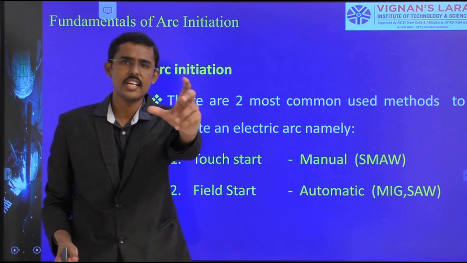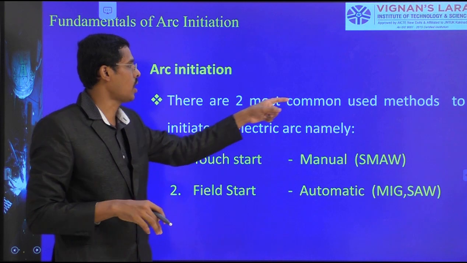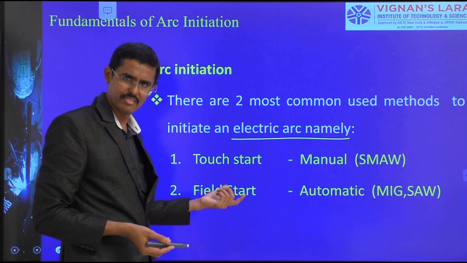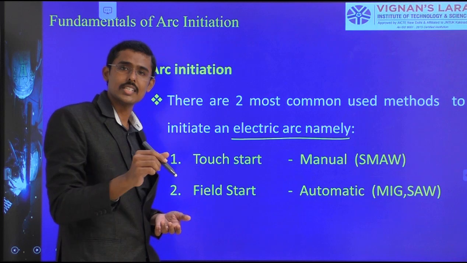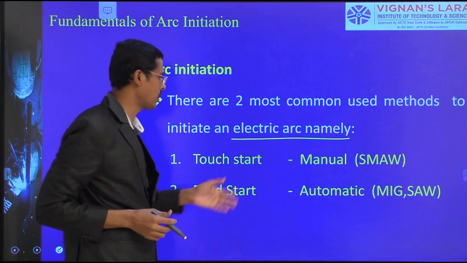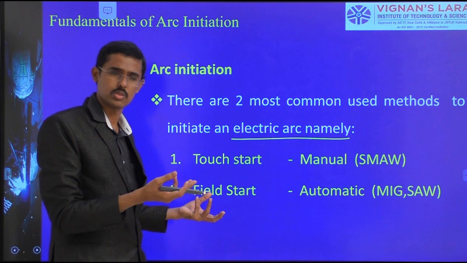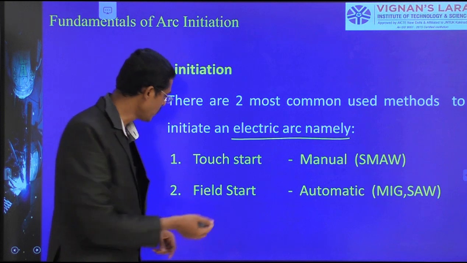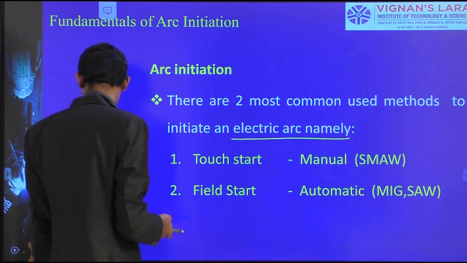So this heat generation, arc initiation is okay, but how? There are two most commonly used methods of initiating the electric arc, namely touch start, which we have done in our laboratory. We bring the electrode and keep touching this. During this touching process, the circuit is closed, this positive negative circuit is closed. We use this in the manual SMAW process. We have seen it in shops. Field start, automatically it starts. This is what I told you, field emission. Automatically it starts by releasing the electromagnetic field. So we see one by one.